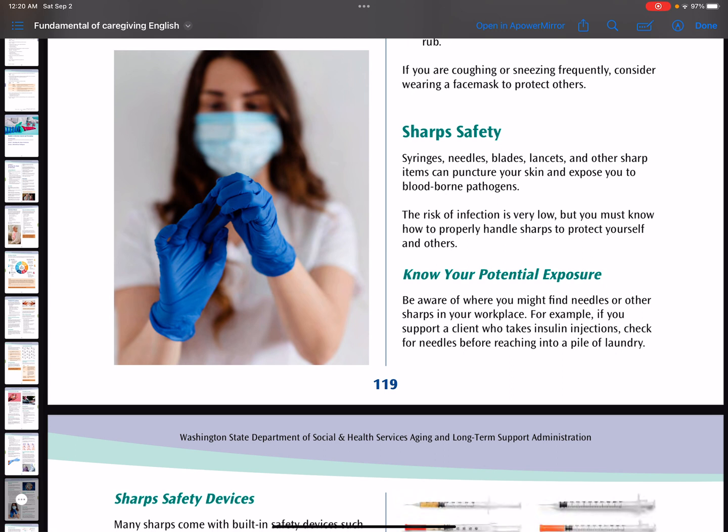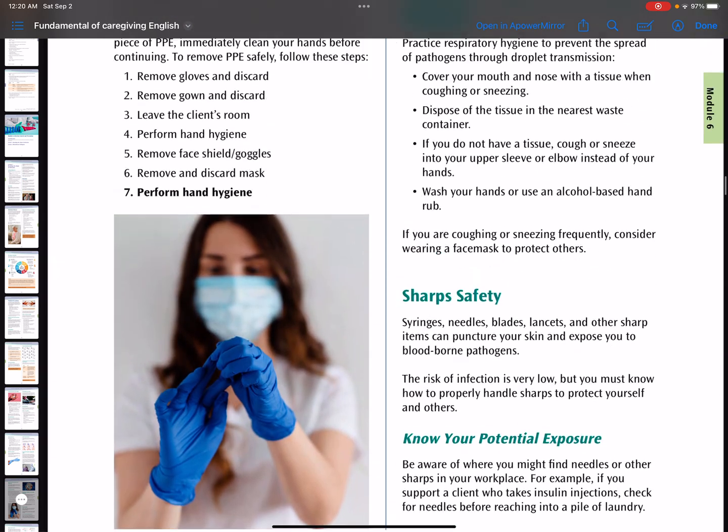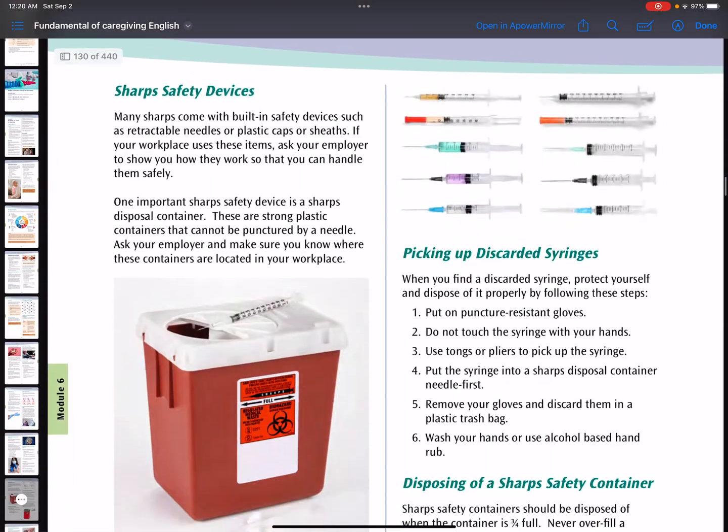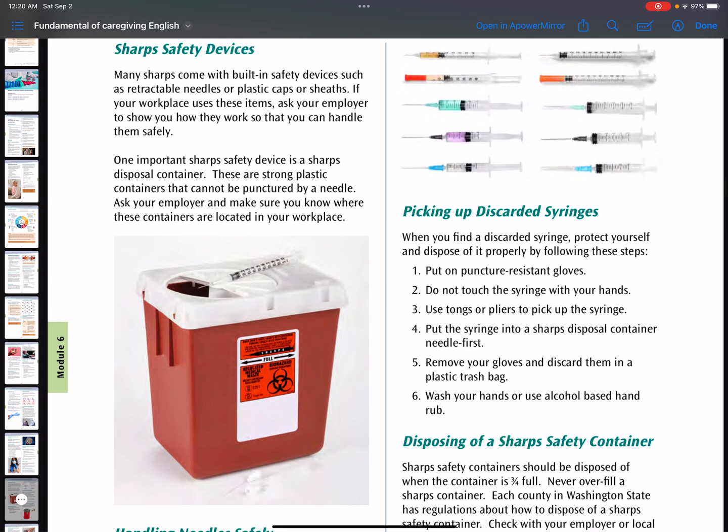One important sharps safety device is a sharps disposal container. These are strong plastic containers that cannot be punctured by a needle. They are usually red. I see them red a lot. Here it is. Be aware of where you might find needles or other sharps in your workplace.